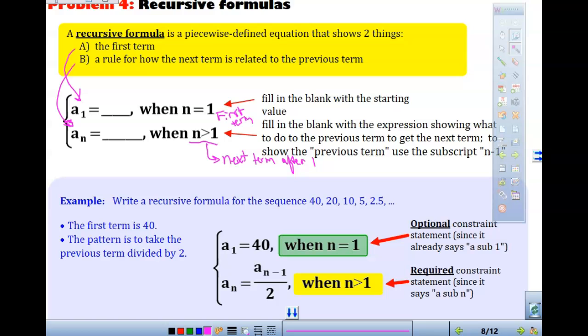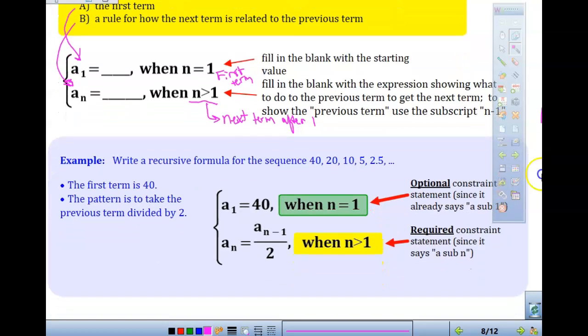So, here's an example. As we look at this, here's the sequence: 40, 20, 10, 5, 2.5. You're going, oh, they're taking half each time, right? The first term was 40. We write that here. The first term is 40 when n equals 1. Now, a lot of times it says behind that that's optional. You don't have to write this part. This one is required. You have to have this in yellow.